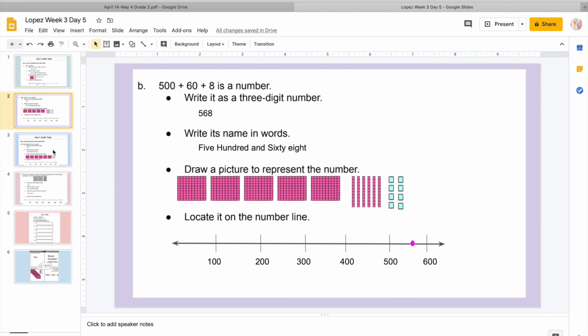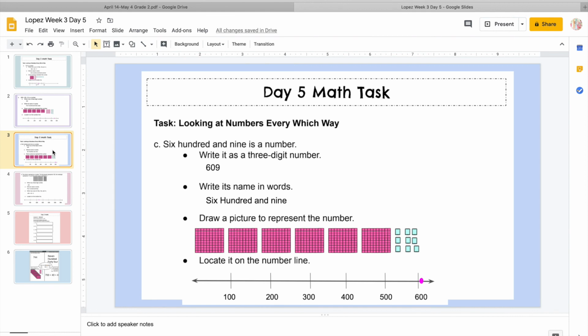Okay, and now we are going to move on to the last part. Oh, no, I'm sorry. This is a 4-part math task. So this is part C. Our task is looking at numbers again every which way. So again, we're just going to show these numbers in multiple ways. And this C particularly gives us the number in word form.